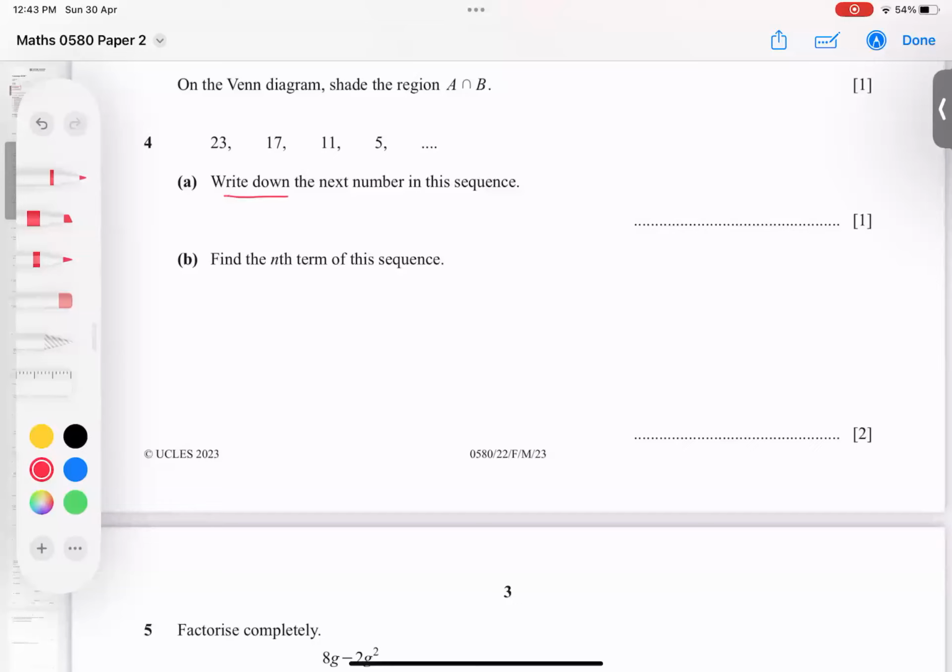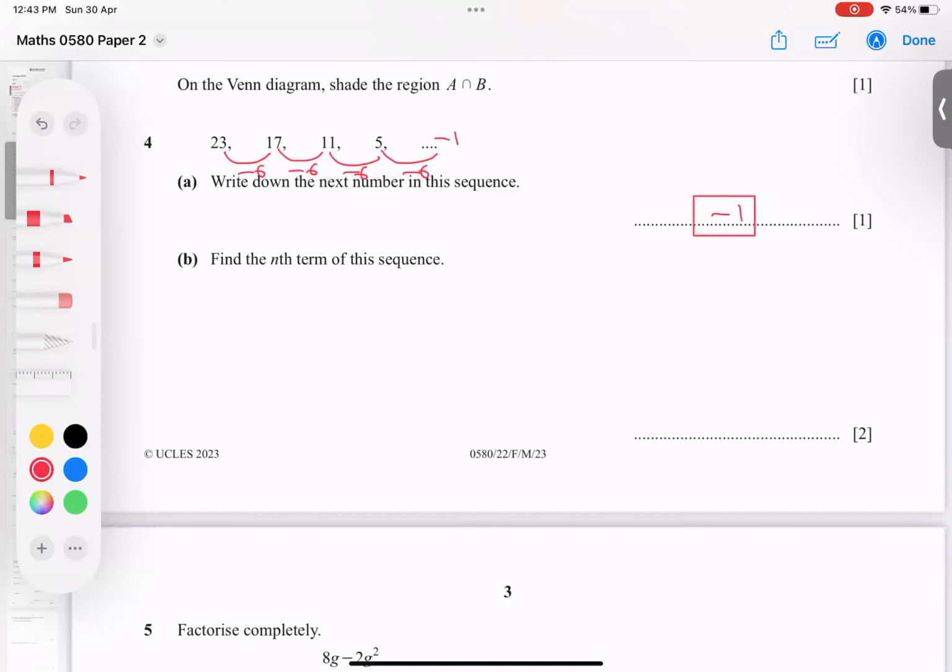So let's start this one. Write down the next term of the sequence. So what is this? -6. What is this? -6. And when I subtract -6, I get this. When I subtract -6, I get -1. So the answer is -1.